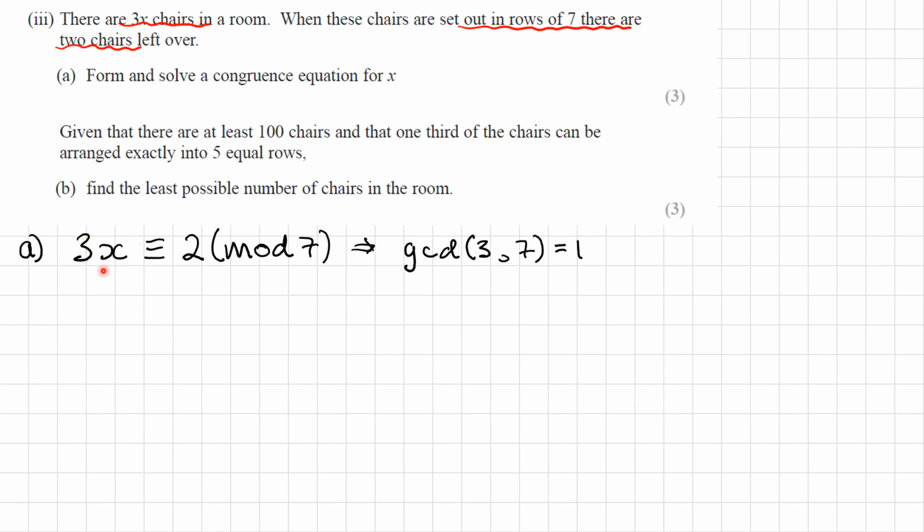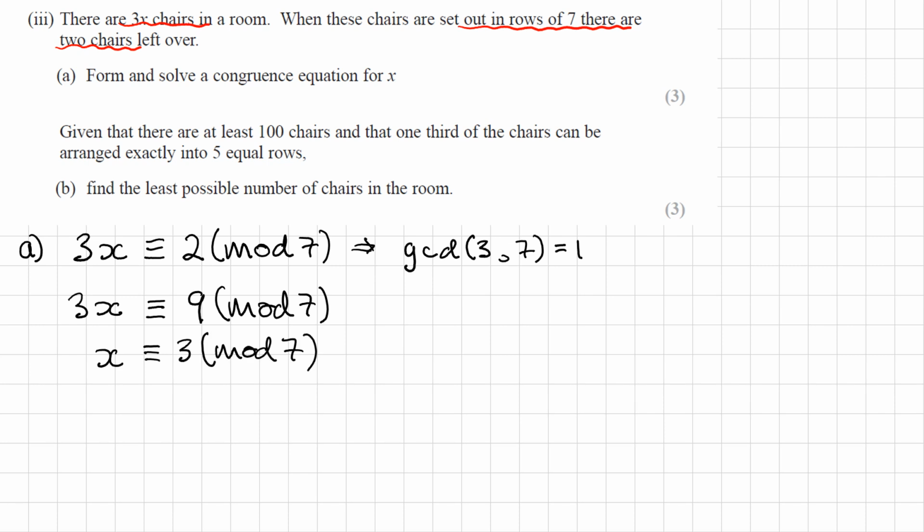Okay, we want to be able to divide both sides by 3. We can't do that yet. However, if I add 7 to the 2 and get an equivalent and write down 9, then 9 modulo 7 is equivalent to 2 modulo 7. Now, because I've got 3x congruent to that, I can now divide both sides by 3 and then get x is congruent to 3 mod 7. So that makes the one solution that we're expecting.